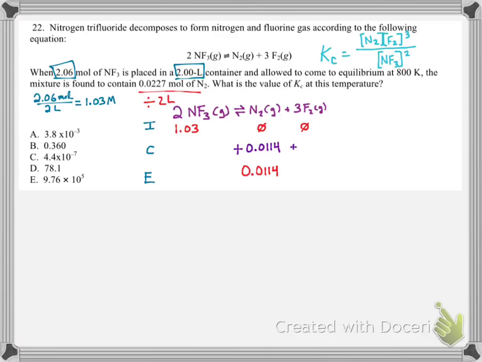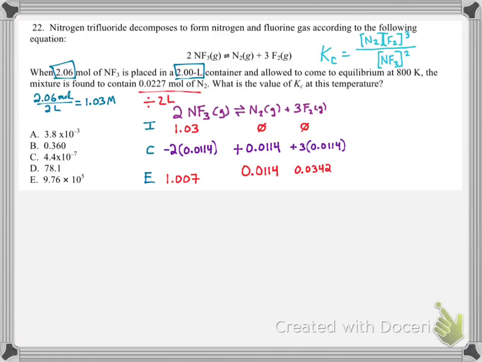And if we know the change in one thing, we know the change in everything. So for example, this over here, since the stoichiometric ratio is 1 to 3, the change would be plus 3 times 0.0114. And meanwhile, over here, the change will be minus 2 times 0.0114. Now we can find all of our equilibrium amounts. So for the NF3, it's 1.007 molar. And we'll have 0.0342 as the concentration of F2 gas.